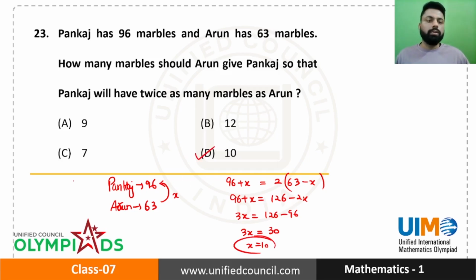So let's cross check. If Pankaj gets 10, this will be 106. If Arun gives 10, it will become 53. It is the twice of it. 106 is the twice of 53.